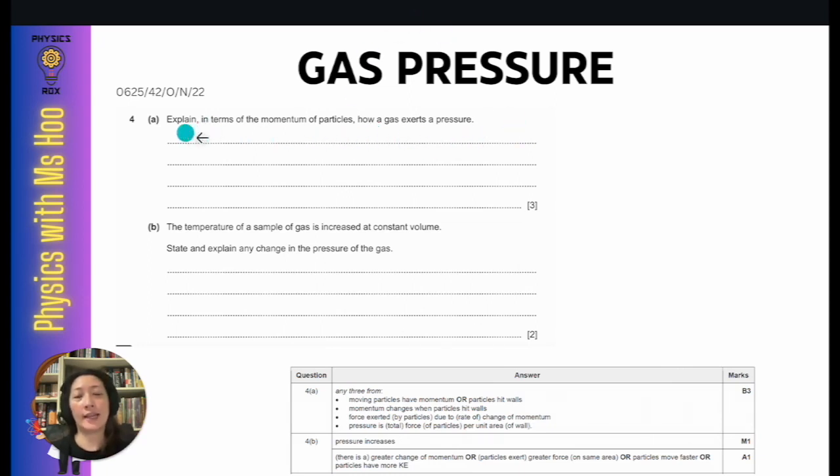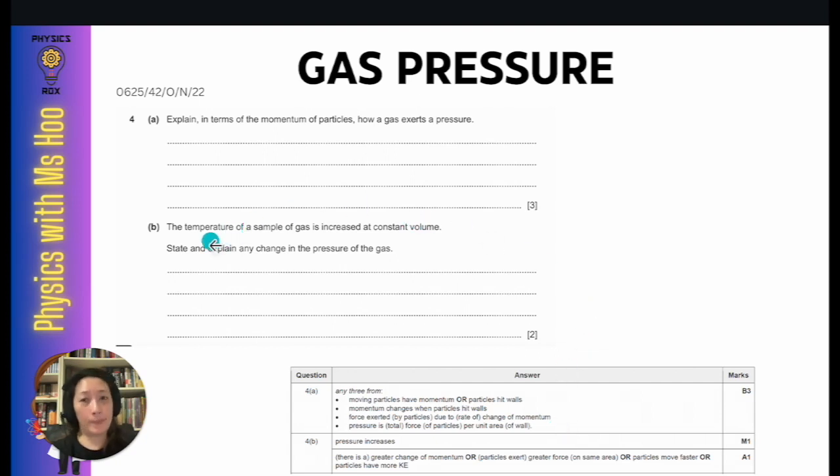So as you can see, this is a general question, it's not a relationship question. So to provide the answer, you must mention the term momentum and how this momentum exerts a pressure. And you can refer to the mark scheme here. The mark scheme includes what I have just suggested that you include. You must mention the particles have momentum or the particles hit walls. Collision, right? There's a change in momentum when the particles hit the walls. There's a force exerted due to the change of momentum, and pressure is a total force per unit area.